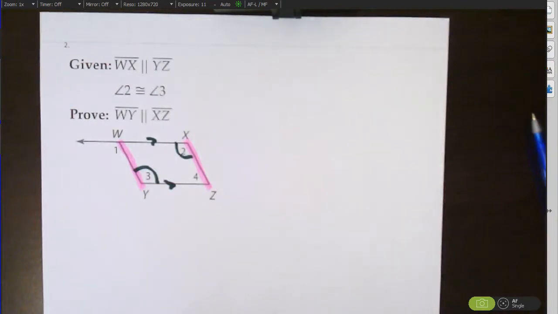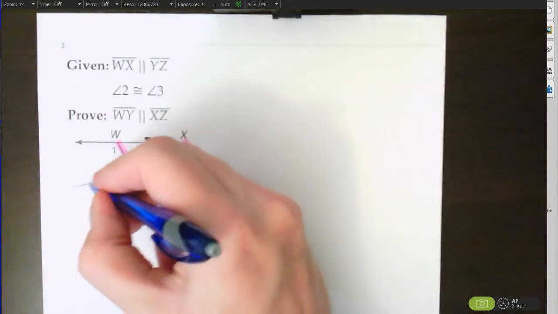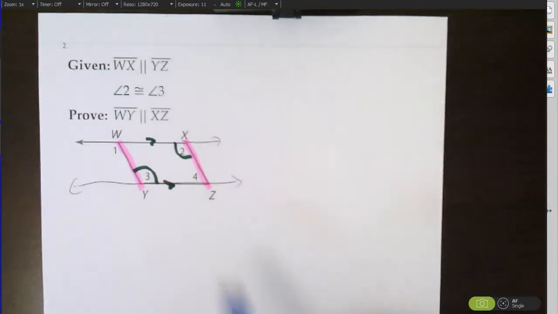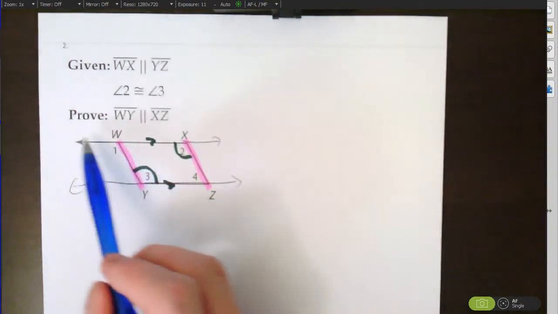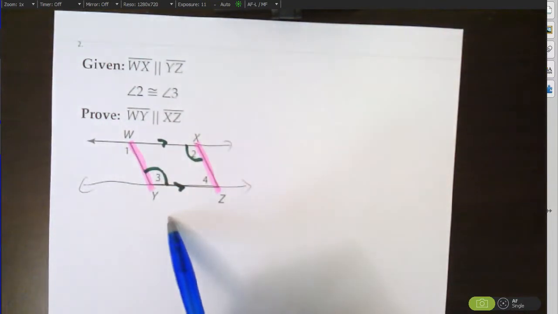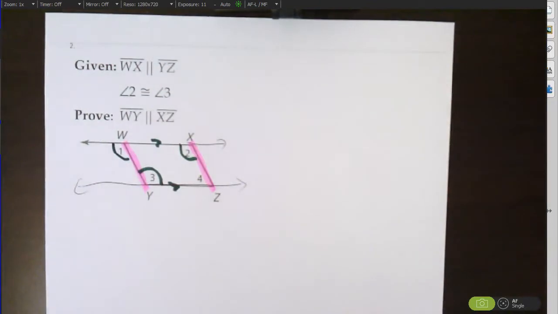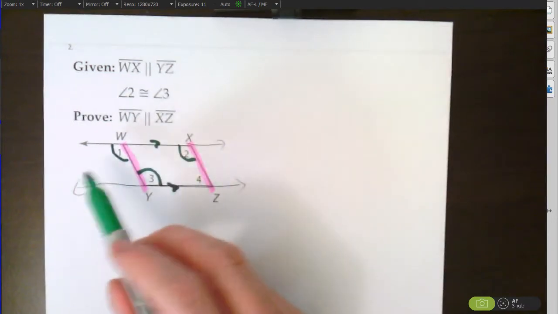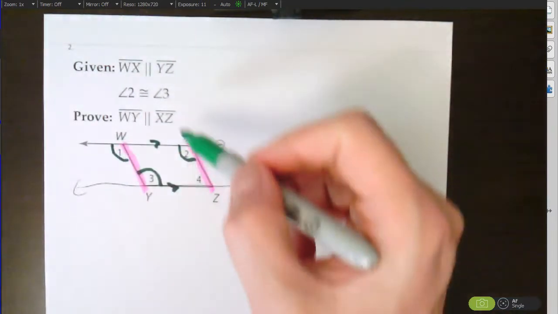Well, the real trick in this problem is knowing that since WX and YZ are parallel, let me extend this. I'll use pen to do that so it stands out a little more. I've got a set of parallel lines, and I've got a transversal of WY. That means angle 1 has to be congruent to angle 3. And if 1 is congruent to 3, that means 1 is congruent to 2 by transitive. And if 1 and 2 are congruent, they are a pair of corresponding angles for WY and XZ.